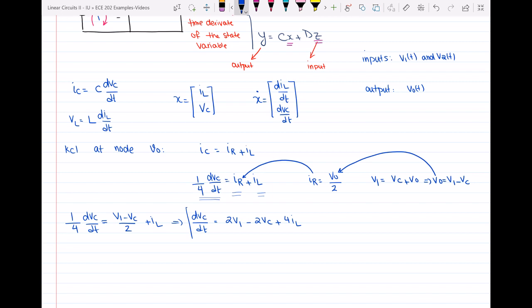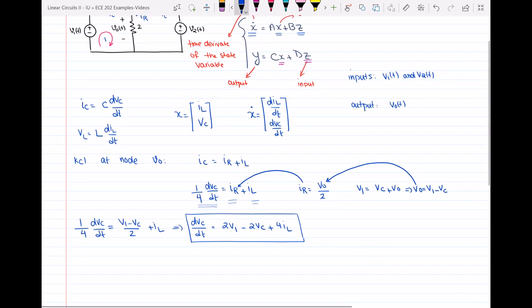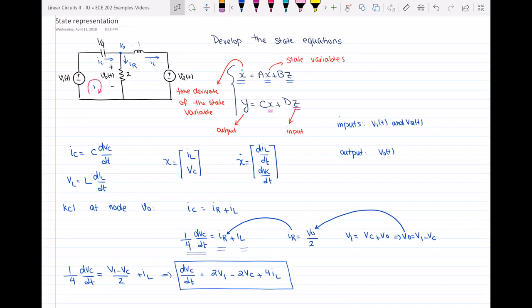This will be one of the equations that will go in the state equation, right? We have the time derivative of the state variable Vc in terms of Vc and IL, which are my state variables, and also one of the inputs. So we're good here. Now, the other thing that I have to find is an equation for dIL/dt. Let's see how I can do that.